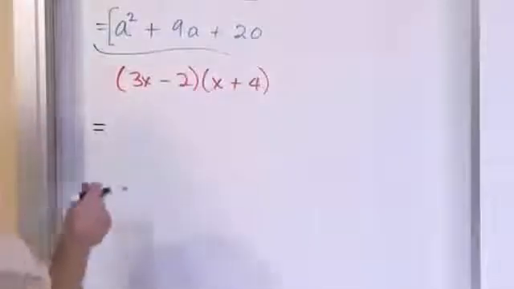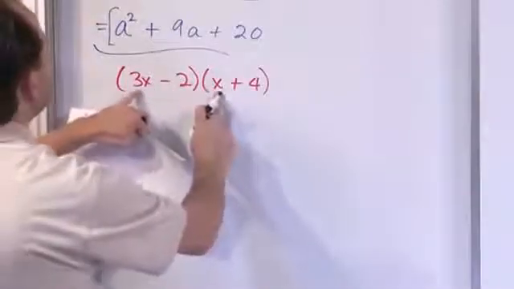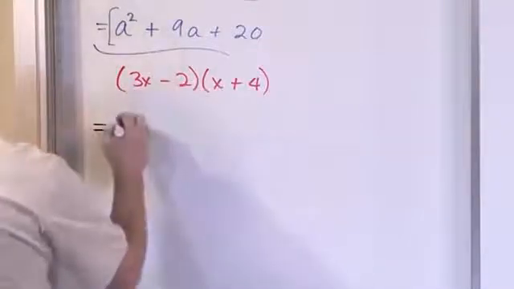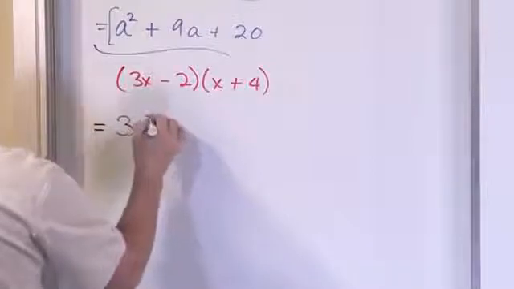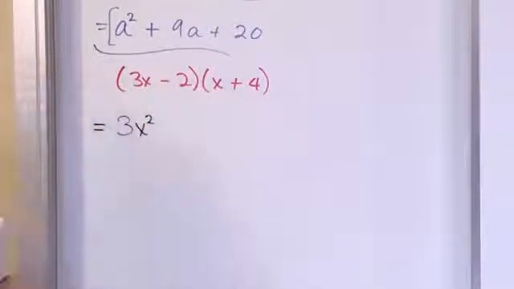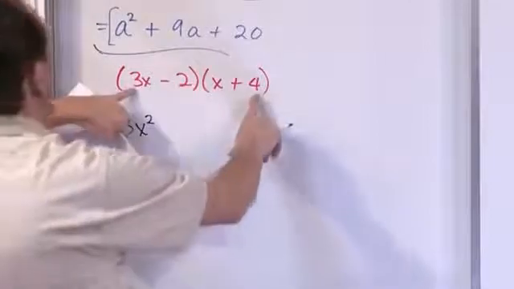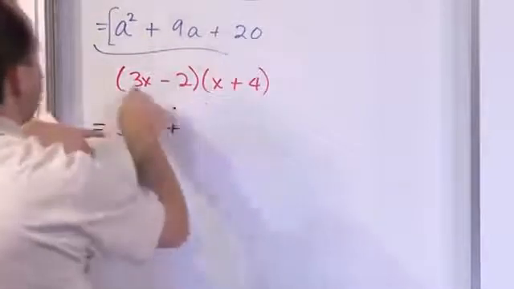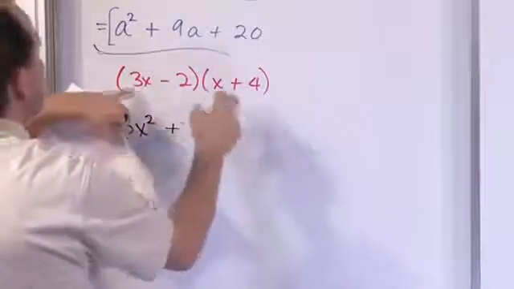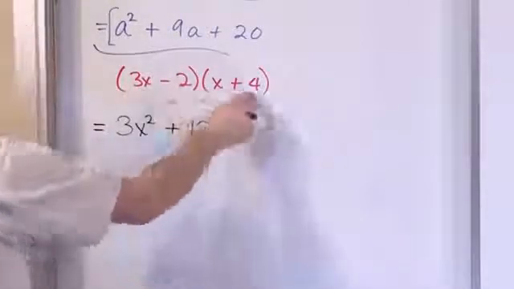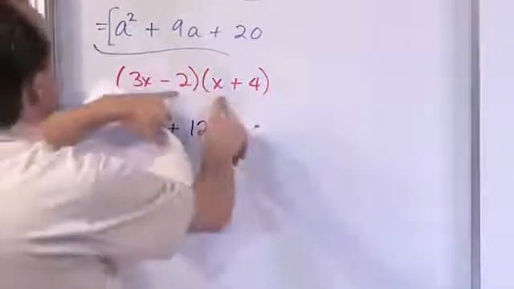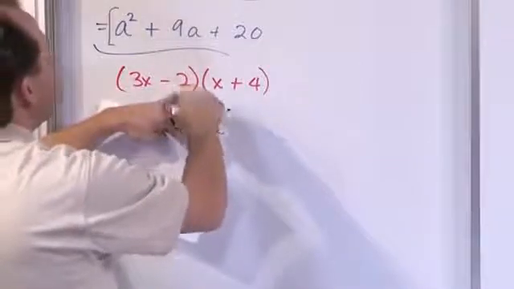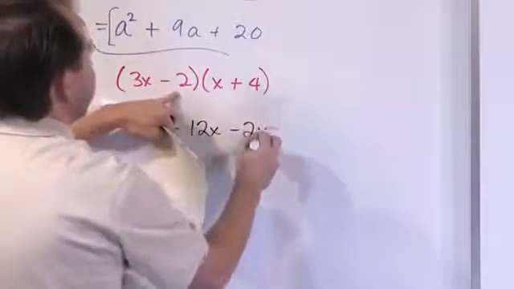So the first terms come first, F. So the first thing we need to do is look at our first terms. The first terms in each set of these parentheses, 3x, and multiply it times x. So what we're going to get is 3 times x squared, because x times x gives you x squared. Next, you look at the outside terms, right? 3x times 4 is going to give you, it's positive 3x and positive 4, so positive 12x. Just multiplying the outside terms. Then you look at the inside terms. Now don't forget, this is a negative 2 because you have a negative sign here. So negative 2 times x is going to give you negative 2x.